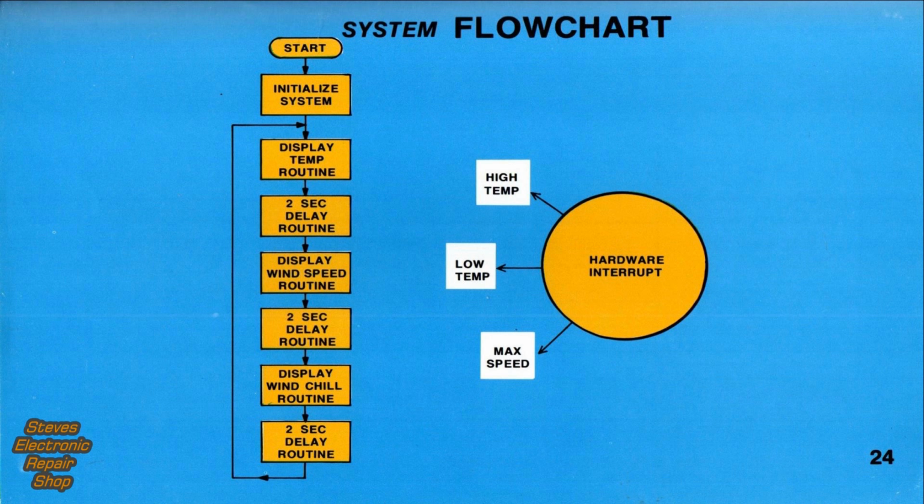The system flowchart is next, and we begin ours by initializing the system. Then we go immediately to a display temperature routine. This will latch the present temperature into the display, and at this point, our microprocessor goes into a 2-second delay routine. After the delay, flow continues through the wind speed display routine, followed by another delay, then the wind chill display routine, and finally another 2-second delay. Then we branch back to the temperature routine and the cycle repeats.